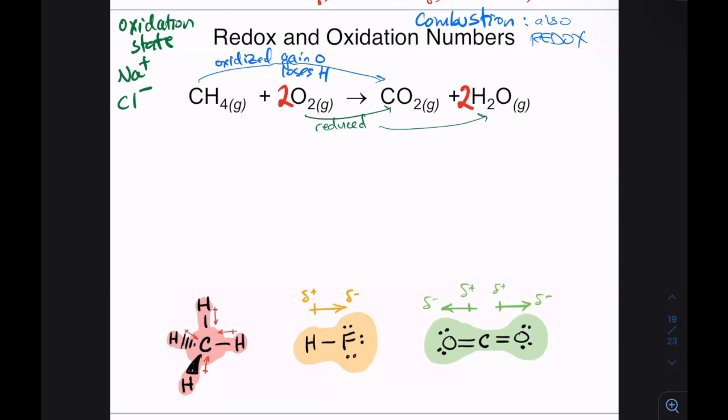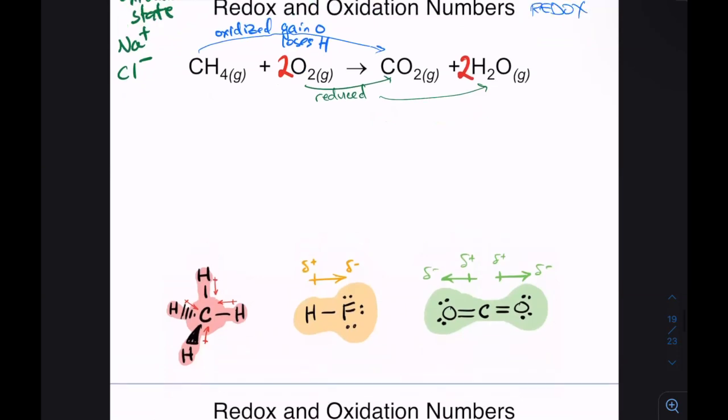Now we're going to think about these atoms as they're not gaining and losing electrons, but they are going to be redistributing their electron density. Remember electronegativity and how oxygen and fluorine and nitrogen are very, very electronegative? So they have a much stronger attraction for those shared electrons in covalent bonds. Remember that? Okay.